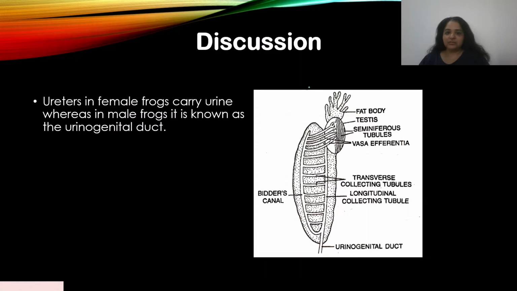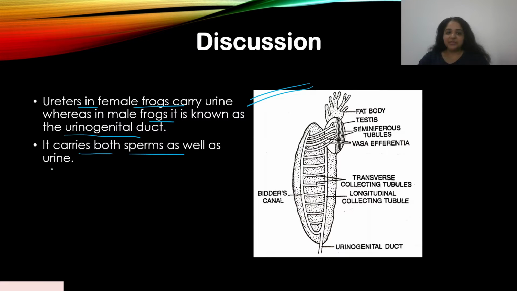Here you see a diagram of the kidney, the excretory system, as well as the reproductive system of a frog. Urinogenital is the common structure in male frogs, where it behaves as both the excretory system and the reproductive system. Ureters in female frogs only carry urine. Just remember that. If they say ureter in frogs, in females they only carry urine, whereas in male frogs it is known as urinogenital duct. It does both functions: it carries the urine as well as the sperms.